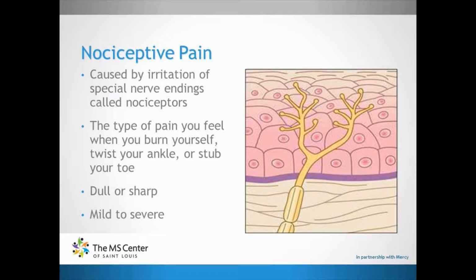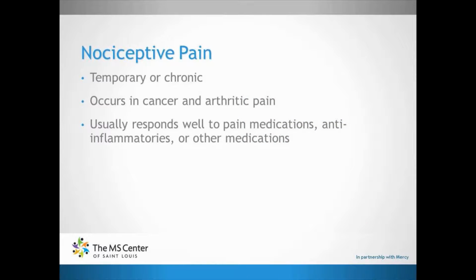So can you appreciate this picture, what we're looking at in terms of these nerve endings here? This is skin layers over here, and this is what we call subcutaneous tissue beneath the level of the skin, and these nociceptors go into the skin. Nociceptive pain can be brief and short-lasting, so it can be temporary, or it can be long-lasting and chronic. This is the type of pain category that occurs in diseases such as cancer or arthritis, because those nociceptors get activated.